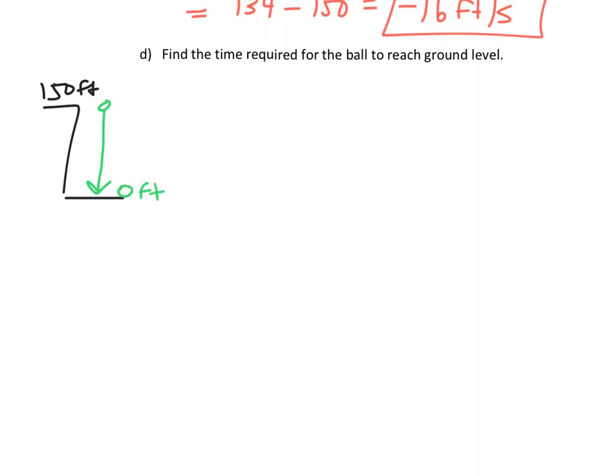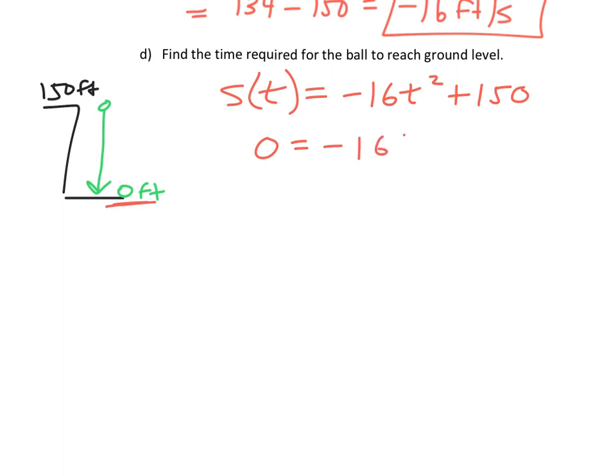So if I want to find the time that it takes for the ball to reach the ground, I need to go back to my position equation, which was s of t is equal to negative 16t squared plus 150. That came from part A. Set that equal to 0, which would be the final height, which is when it hits the ground. And then I'm just going to solve this for t.